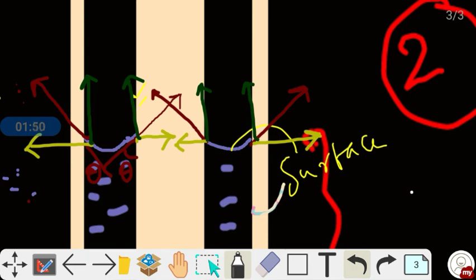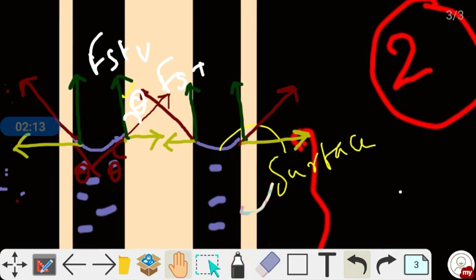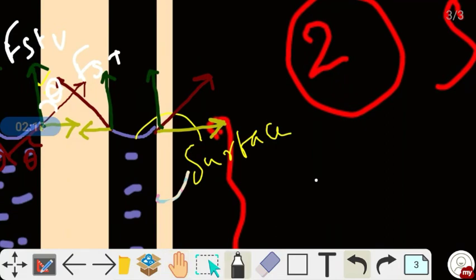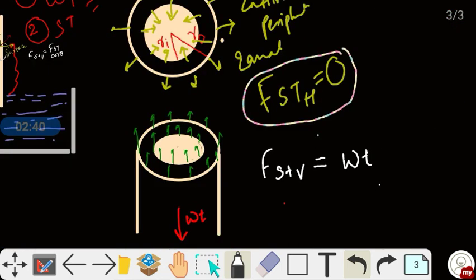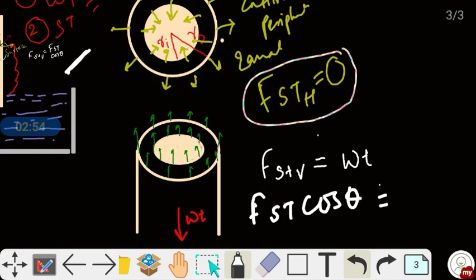So guys, if this is the angle theta, that is the angle of contact, then this angle will also be theta. So we can write the cos component of FST. This is the surface tension force and this is the surface tension force in vertical direction. I am writing here so that you can see simultaneously: FST in vertical direction will be FST into cos theta. FST cos theta is FST V, and this will be used in our derivation. So now let's put that value here: FST cos theta will be equal to weight.